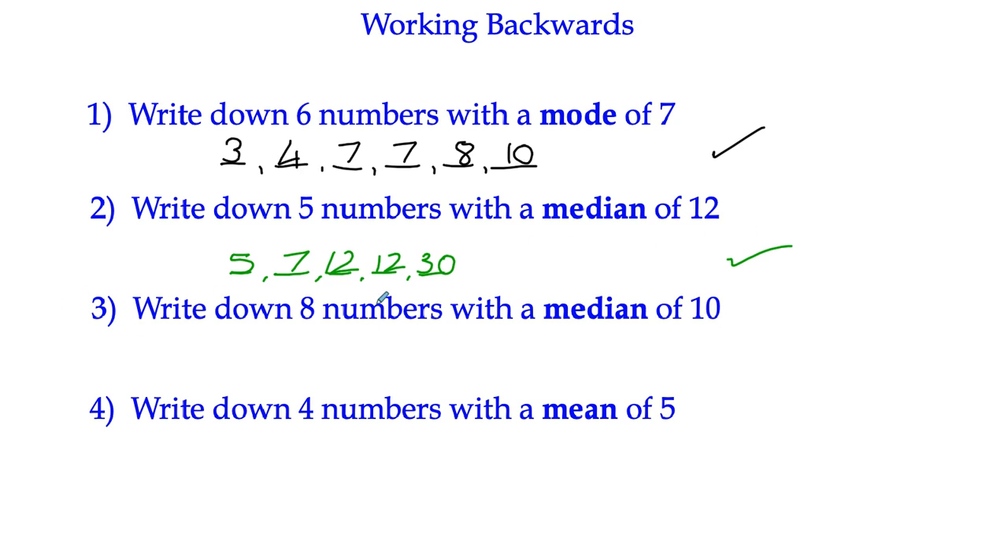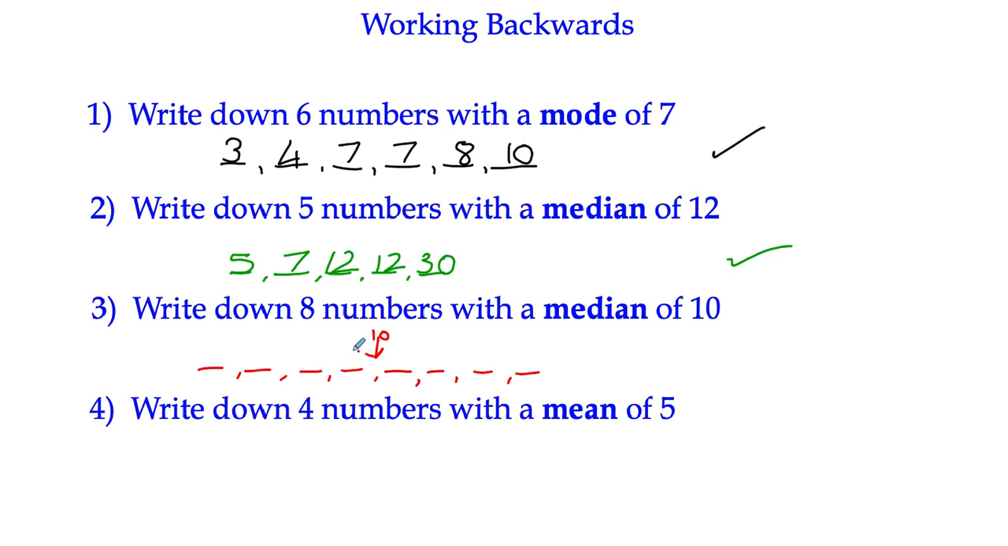Number 3, write down 8 numbers with a median of 10. So we've got 1, 2, 3, 4, 5, 6, 7, 8 numbers. Now the fact that the median is 10 means that the middle number has to be 10. Now we know that if there's an even number, the median is going to be right in between. So 10 is the middle number. Suggests that 10 doesn't need to be any of the numbers in the list. I could put 10 and 10 on either side, as long as 10's in the middle of them.